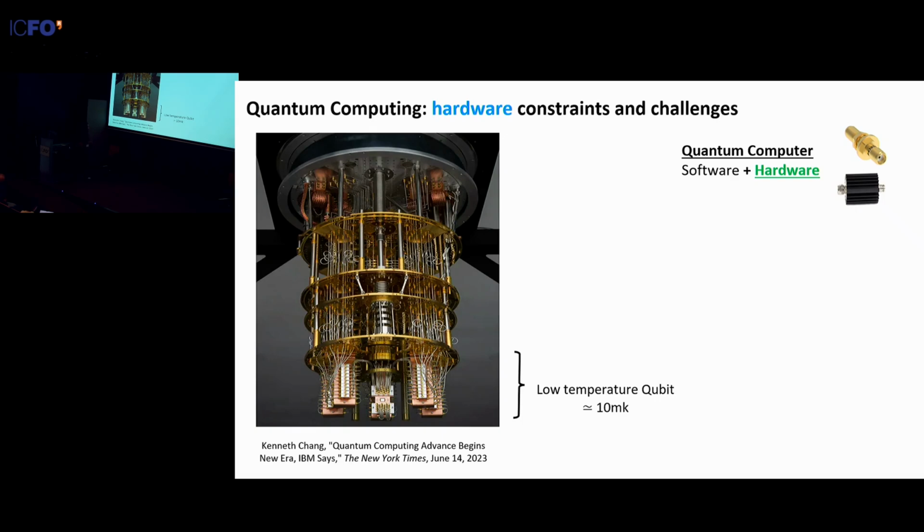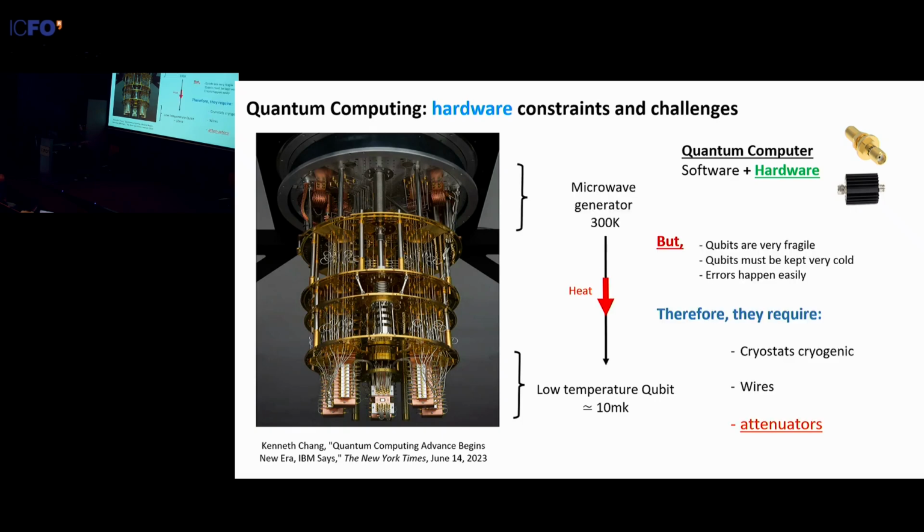And the type of quantum computers we focus on require qubits to be operated at extremely low temperature. And then to control them or to apply quantum gates to them, we send microwave signals. But the problem here is that as microwave signals come from room temperature, they carry heat with them, which can interrupt the qubits' operations and degrade their performance.